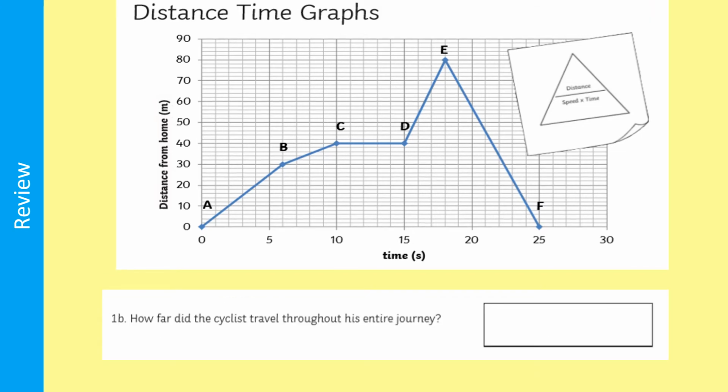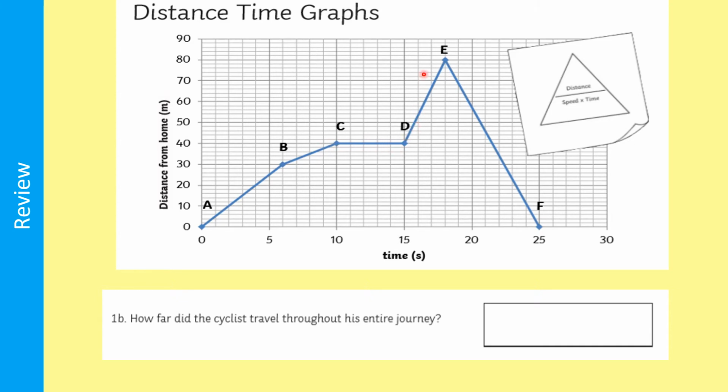The next part of the question wants to know how far the cyclist travelled throughout his entire journey. And you can read the distances off this y-axis. So for instance, from A to B, you know he travelled 30 meters. By the time he got to C, he'd travelled 40 meters. For this section, he didn't travel anywhere at all, so he was stationary.